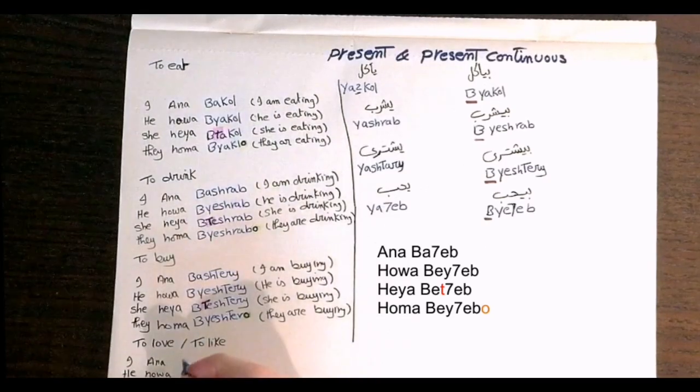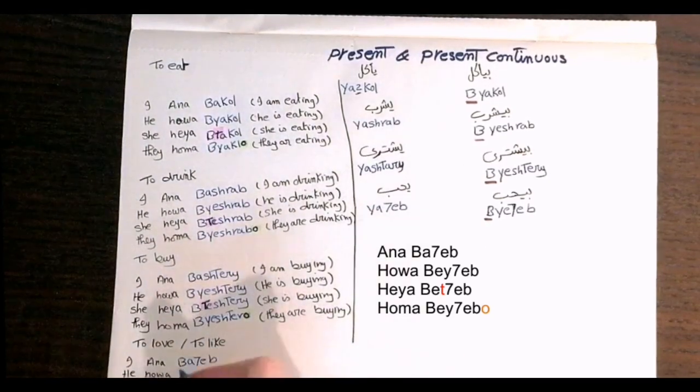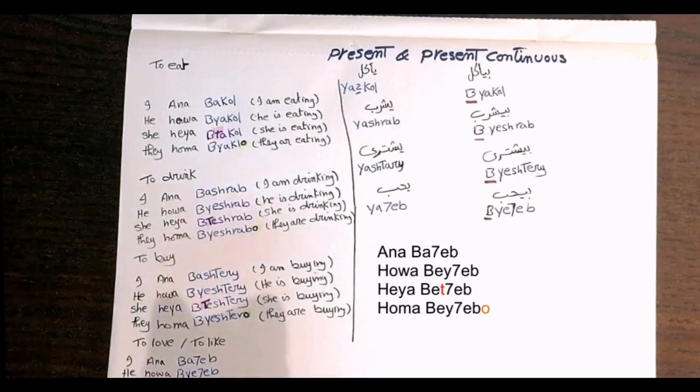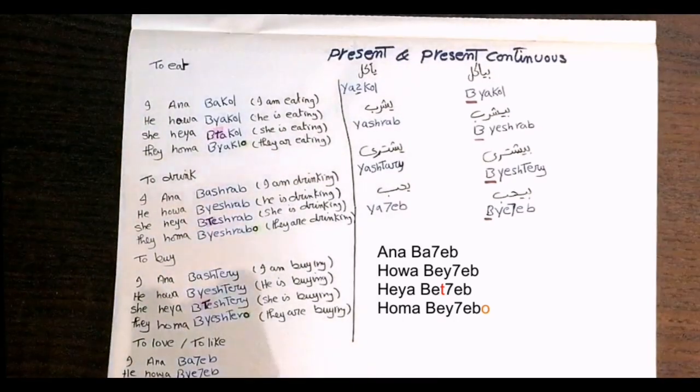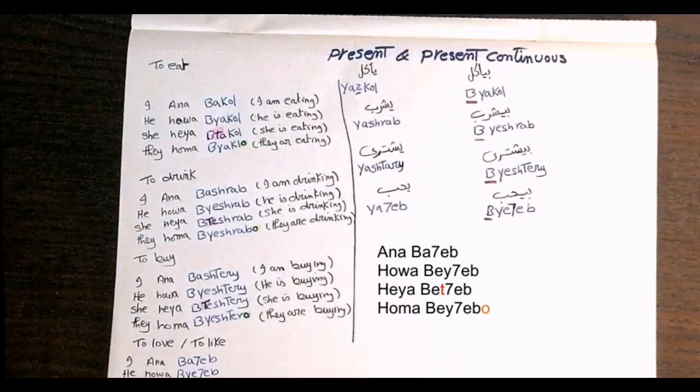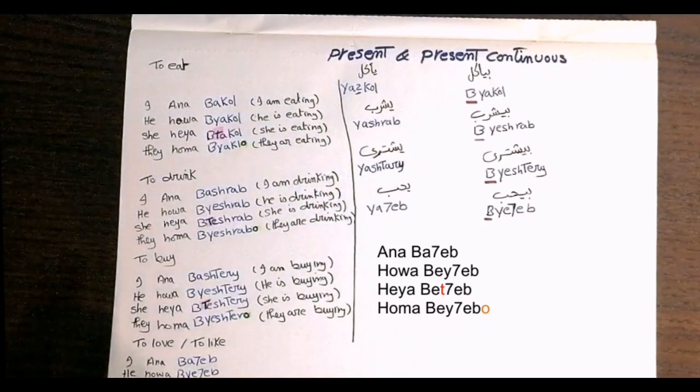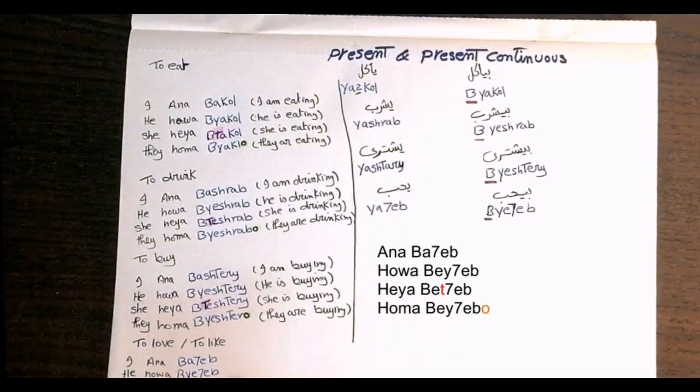أنا بحب. هو بيحب. هي بتحب. هما بيحبوا. Again, there's no standard spelling in using Franco. So whatever the way you pronounce the word, you write it in Latin alphabets. But again, I'm going to stress here the similarities in the female conjugation of the verb. So بتحب, there is a T, and there is an O at the end of the verb.